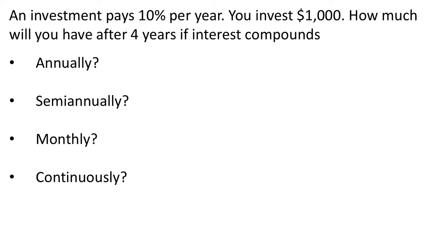Here's a good entry-level question. An investment pays 10% per year. You invest $1,000. How much will you have after 4 years if interest compounds annually? Or how much will you have after 4 years if interest compounds semi-annually, right? So this is essentially a future value calculation. All right, what do we say for annually? Pause it, see if you can do that calculation. You should be able to. All right, and we're back.